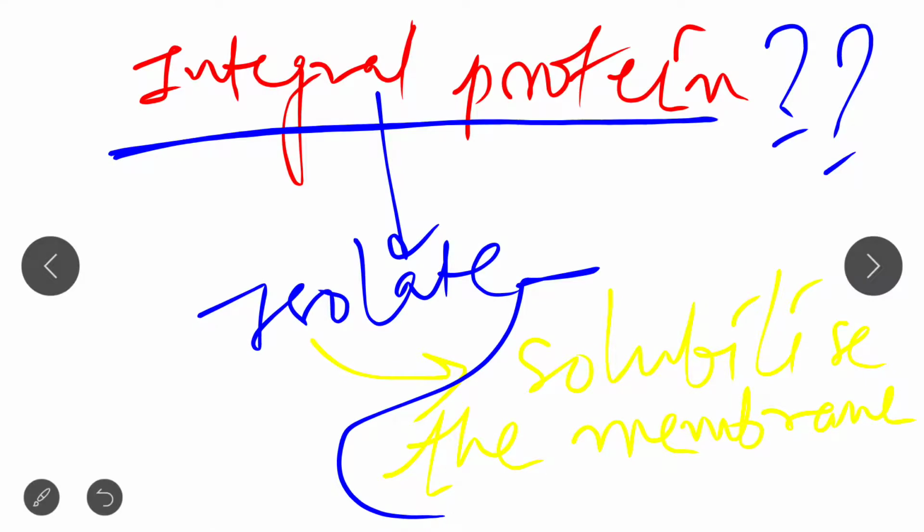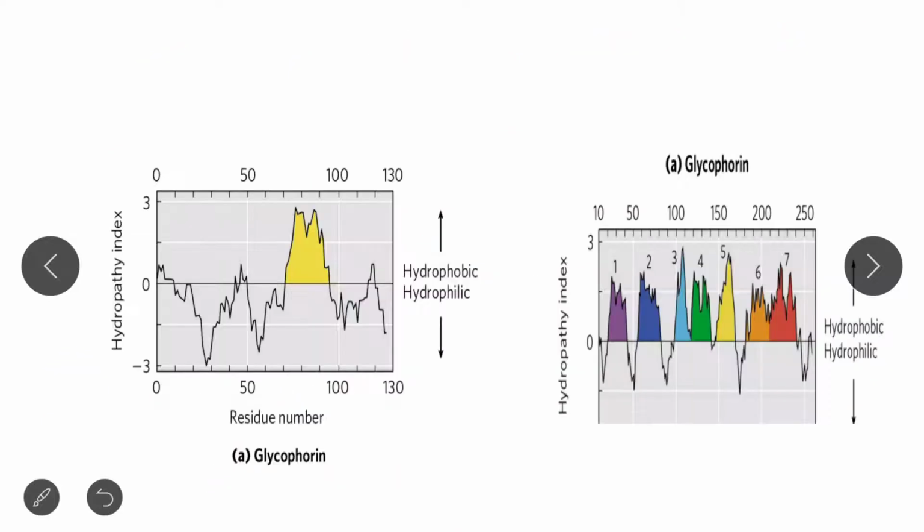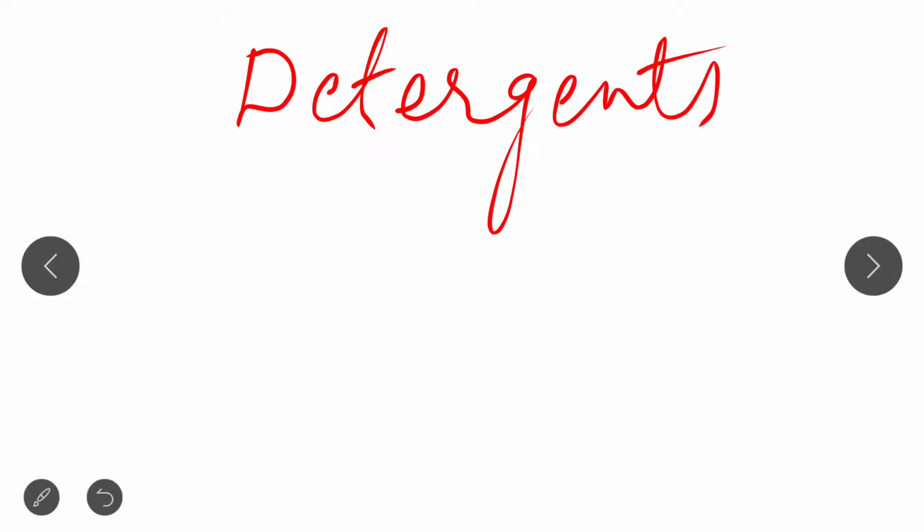This membrane can be solubilized by the use of detergents. Now, as you know, detergents are basically of two types: one is ionic detergent and one is non-ionic detergent.